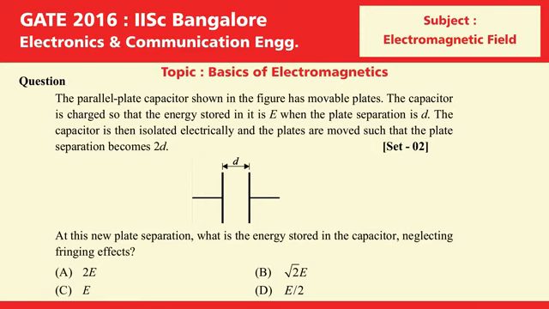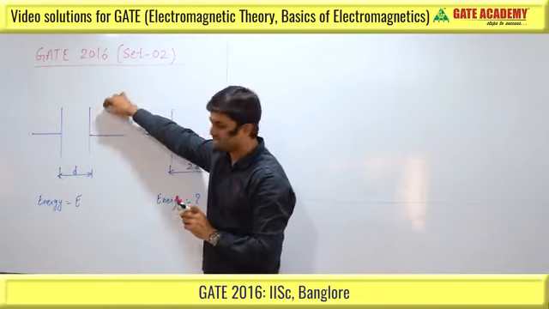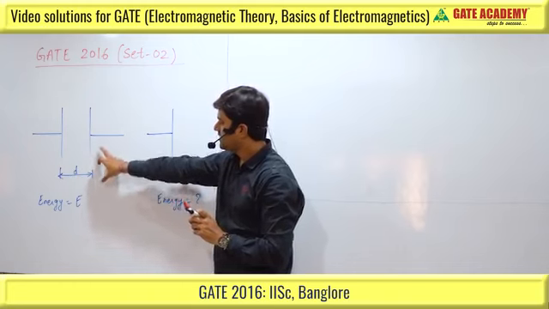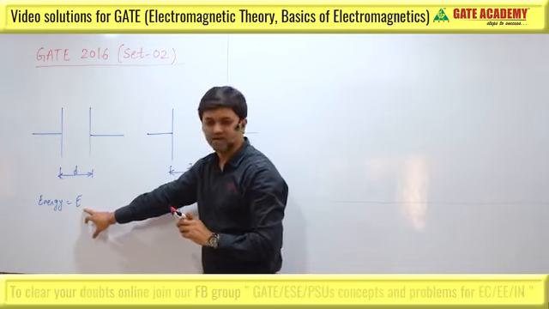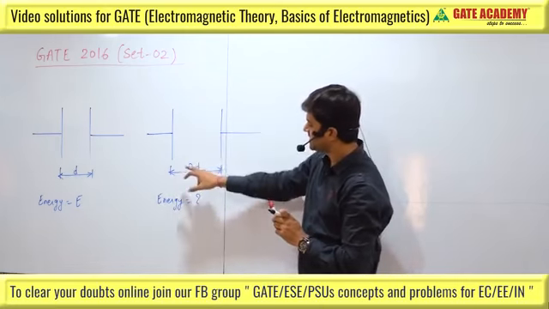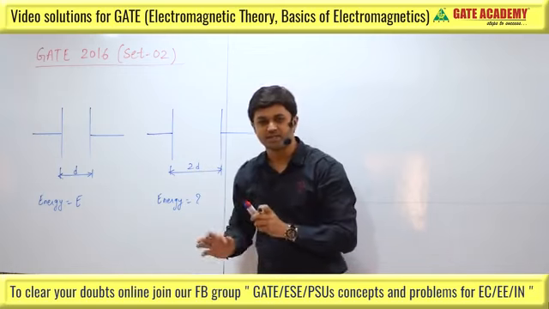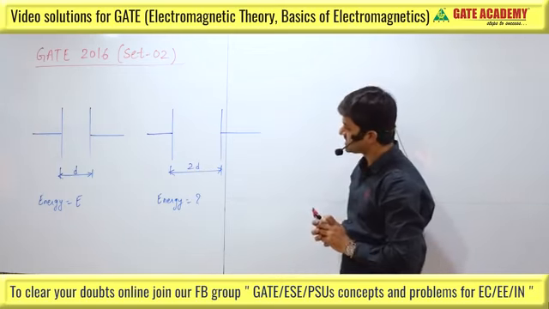Option A 2E, option B root 2 times E, option C E, and option D 1 by 2 E. So in this question we have a parallel plate capacitor. When the separation between the two plates of the capacitor is D, energy is given by E, and we have to find the energy when the plate separation is 2D and this capacitor is electrically isolated.